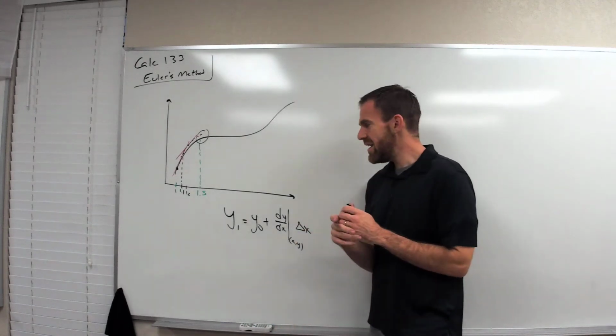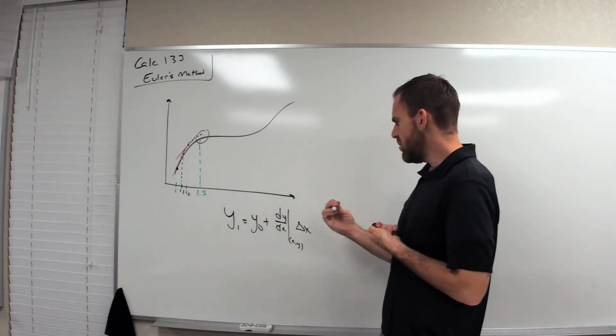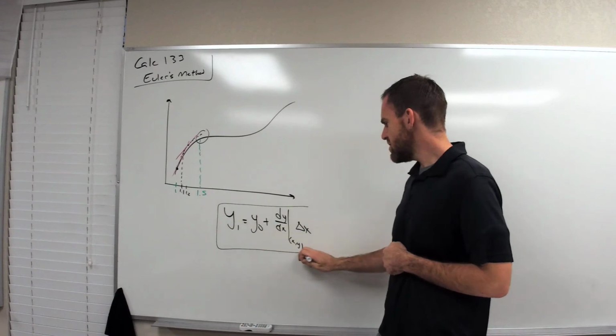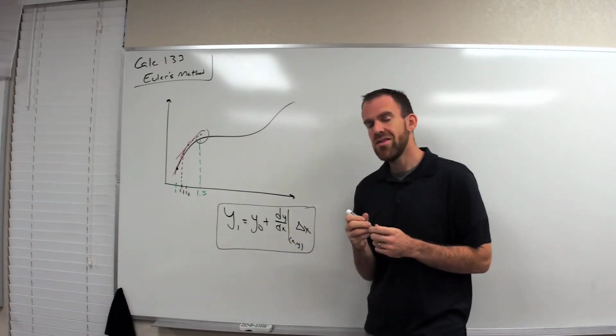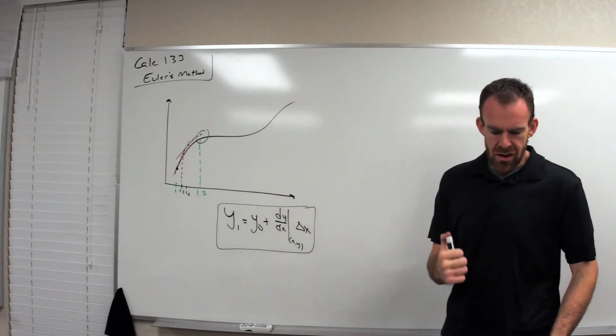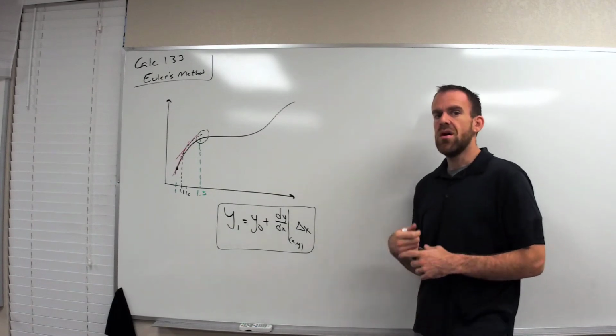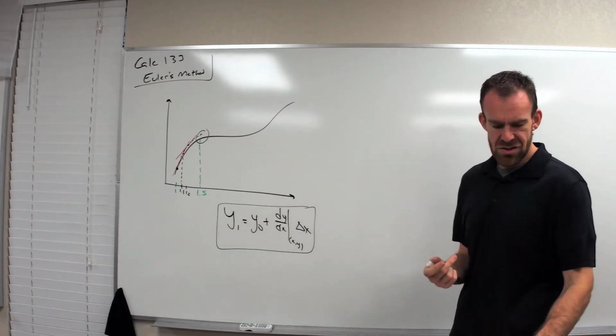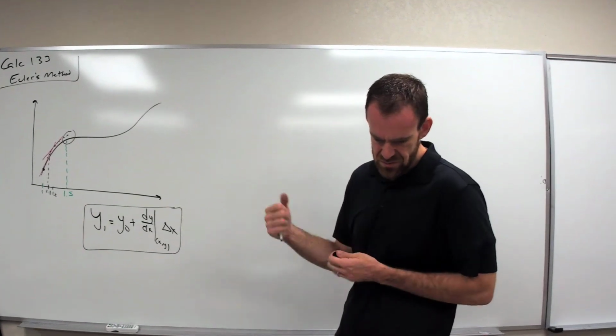Now, with that said, the more subintervals, the smaller steps you take, the better approximation you're going to get. The book will give you how many steps to do. So don't worry about choosing that. They will give that to you.